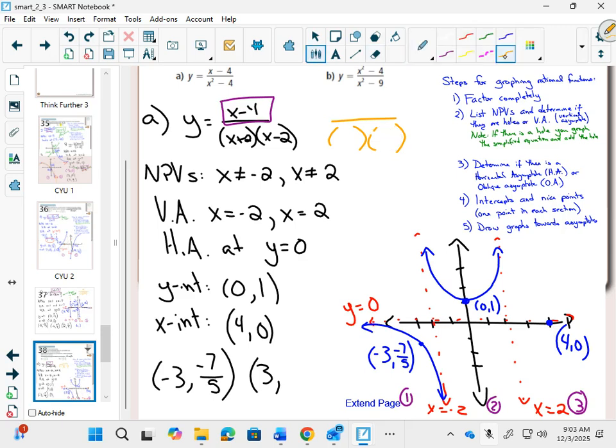If I plugged in 3, you see the top would be -1. 3 plus 2 would be 5. 3 minus 2 would be 1. And we would get -1/5. So I go to my graph and I can label (3, -1/5). So that tells me this part has to go down towards that asymptote.